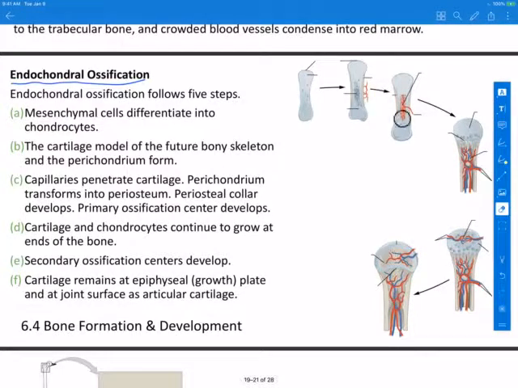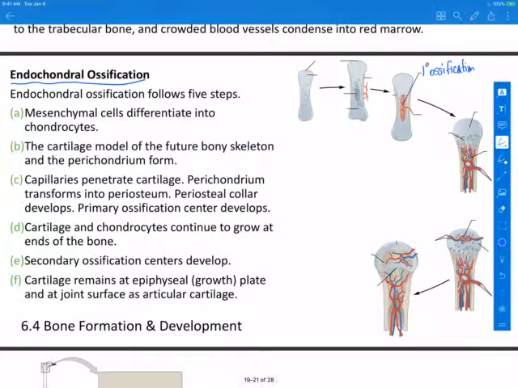Now you can really see the primary ossification center right here. It's the center part of the bone. So we'll call this the primary ossification center. Primary is indicated by that 1 degree sign. Okay? This is going to be, that primary ossification is forming spongy bone.